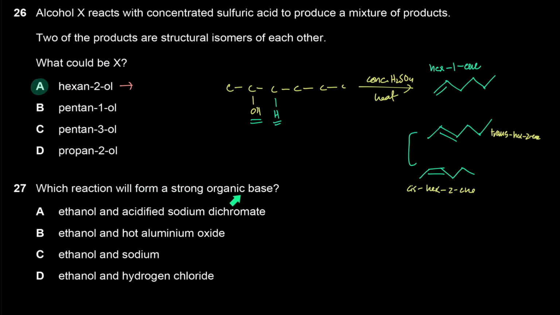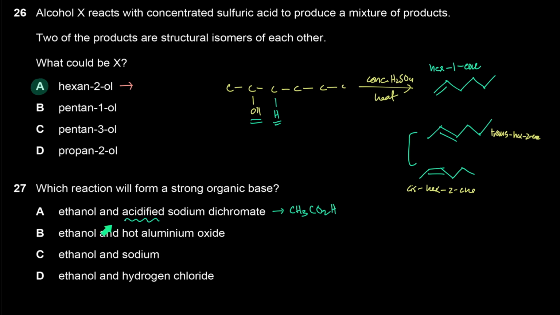Which reaction will form a strong organic base? Ethanol and acidified sodium dichromate. Does this form a base? Ethanol with an oxidizing agent. Here we have an acidified oxidizing agent, so ethanol will simply make ethanoic acid. If this was alkaline conditions, for example alkaline KMnO4, then we would make a base. But here we have acidic conditions, so we're just making the carboxylic acid.